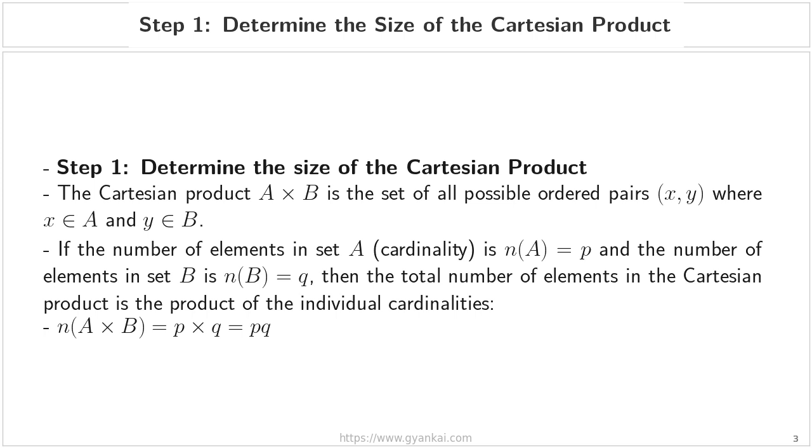To calculate how many of these pairs actually exist, we look at the cardinality, or the number of elements, in each set. If we say the number of elements in set A is equal to p, and the number of elements in set B is equal to q, then finding the total number of elements in the Cartesian product is quite straightforward. You simply multiply the two cardinalities together. In mathematical terms, the number of elements in A cross B equals p times q, which we write as pq. Keep this value, pq, in your mind, because in the next step, we are going to use it to figure out how many subsets, and therefore how many relations, we can actually form.